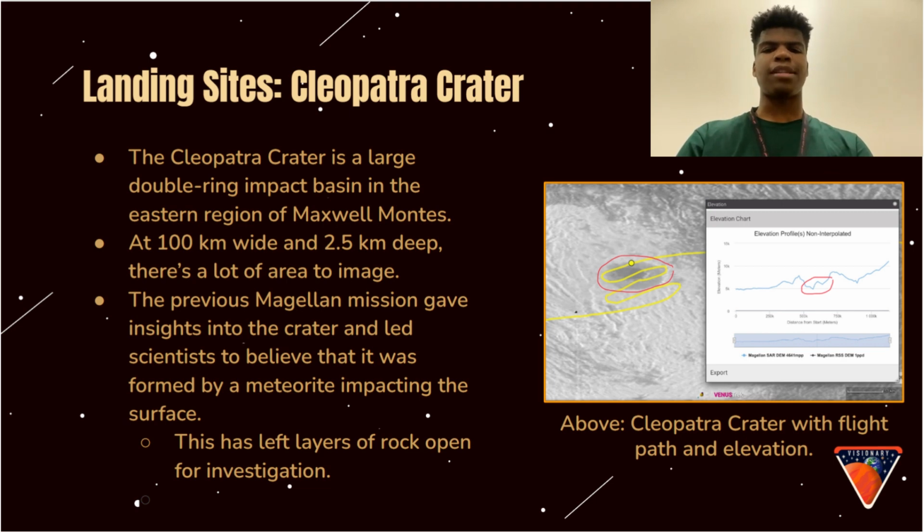Another designated drop site is Cleopatra Crater, an impact crater near the summit of Maxwell Montes. This crater is about 2.5 kilometers deep and 100 kilometers in diameter. The glider will complete 4 rotations above this site before ejecting its lander into the crater. Our lander will explore the layers of rock exposed by the impact.